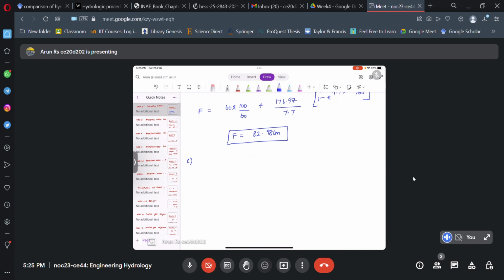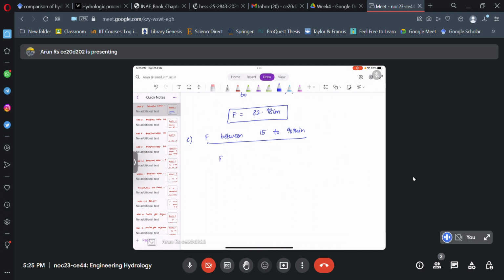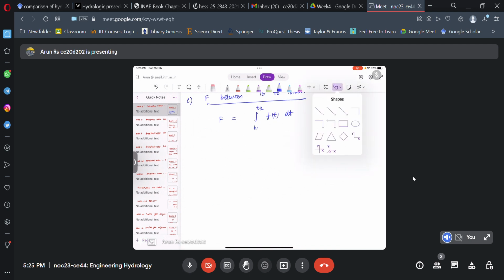Now we need to determine the depth of water from 15 minutes to 90 minutes. Here F is nothing but the integral between 0 to t, or in this case t1 to t2, of f dt. What it gives us is the area under the infiltration rate curve.